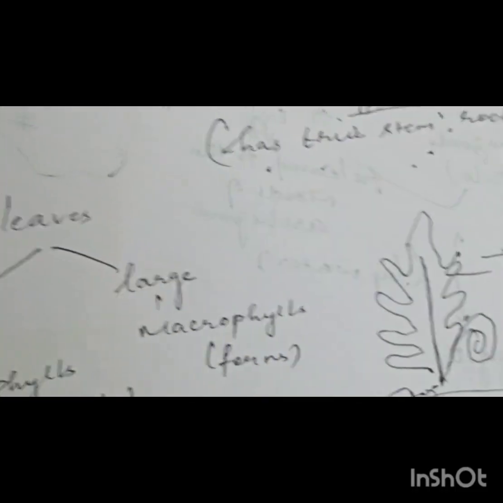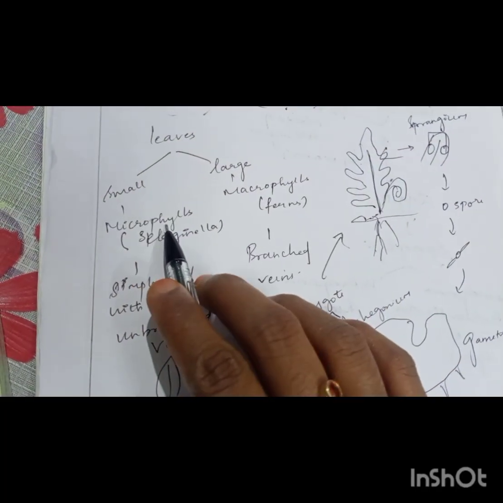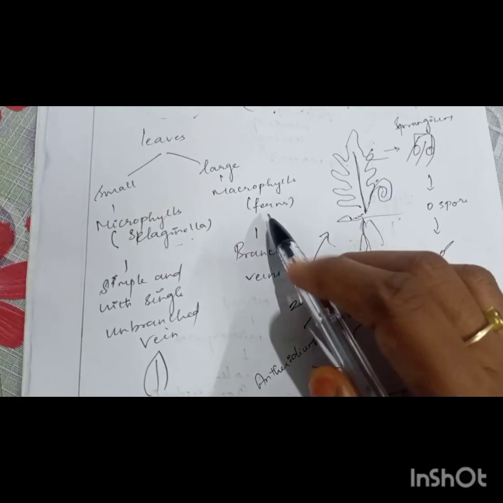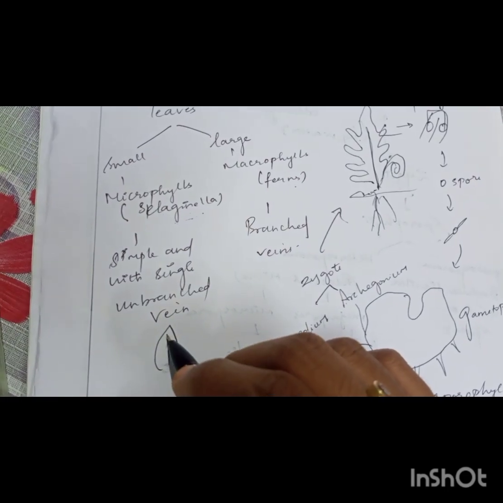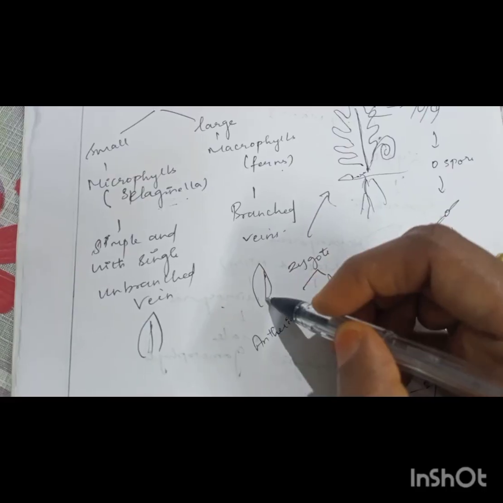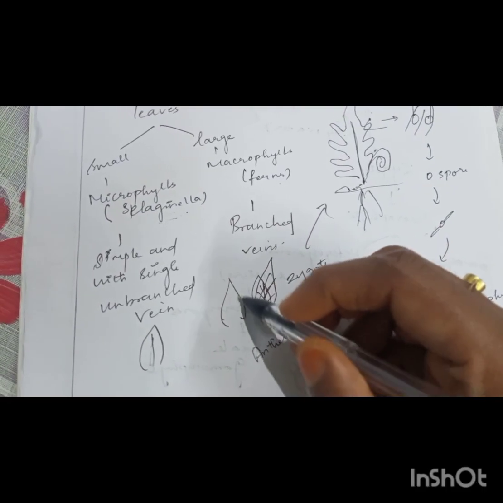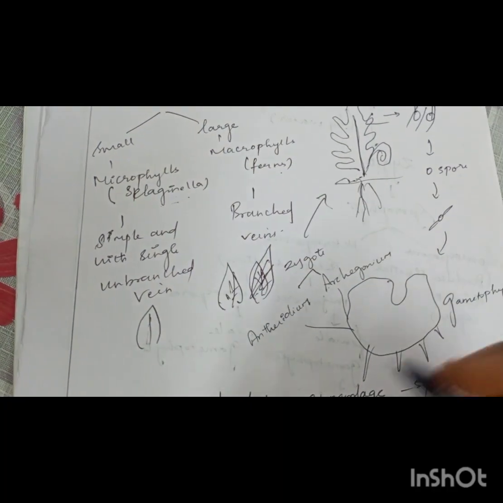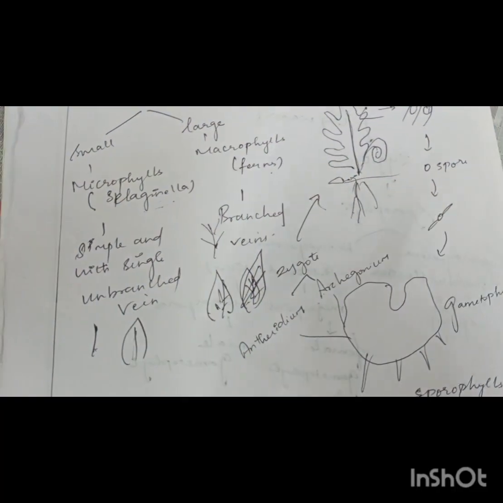So the leaves in pteridophytes are of two types. The small leaves, known as microphylls, are found in Selaginella, a pteridophyte. Large leaves, known as macrophylls, are found in ferns. So what is the difference? Microphylls have a single unbranched vein. They don't have any side veins, whereas macrophylls have a branched vein. So the veins will be branched like this, but here the vein is unbranched.